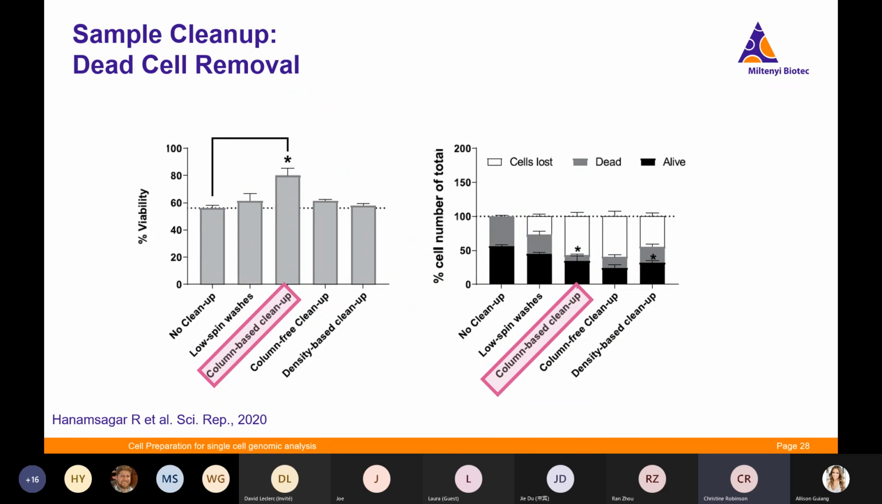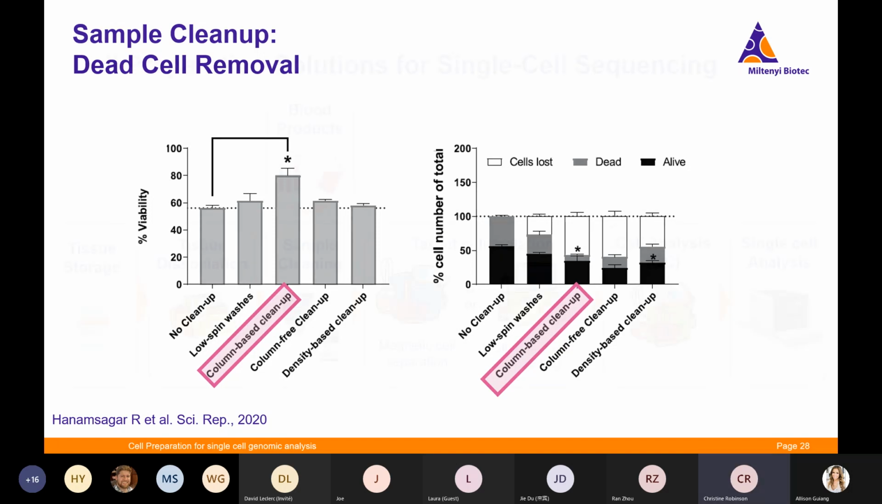An important thing to note on the graph on the right is the white bars here are showing the fraction of cells that you lose after each method. So any kind of dead cell removal method that you perform is going to result in cell loss. So it's really important for you to consider the most important thing for your project. Is it increasing viability, or is it having as many cells as possible? And depending on what you're looking for, you might want to choose something with a little less cell loss, like a low spin wash, for example.